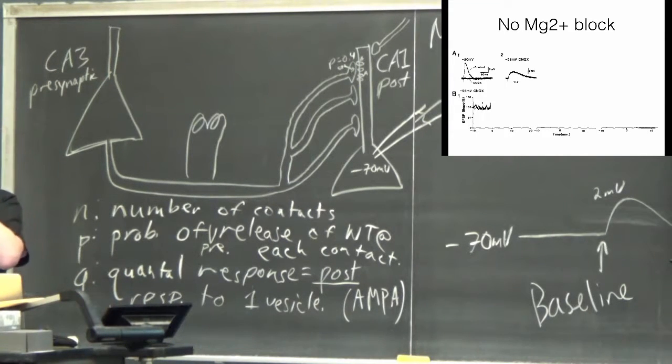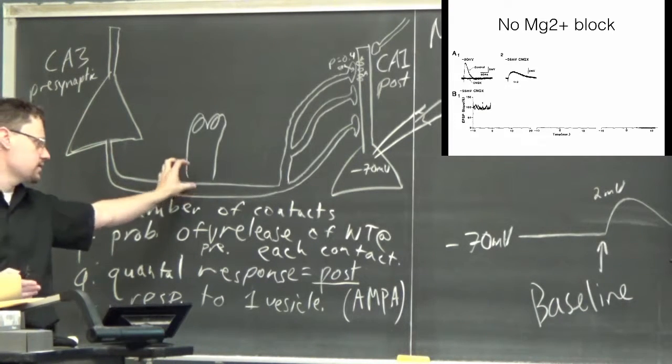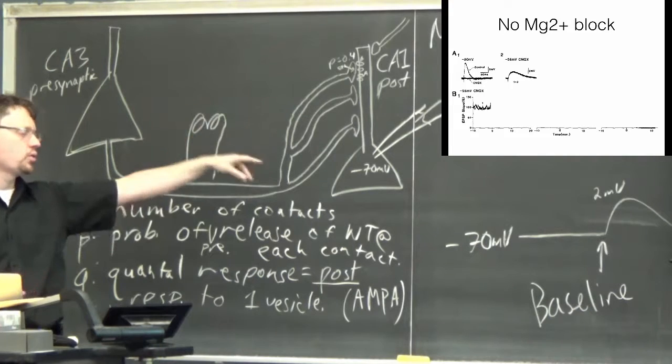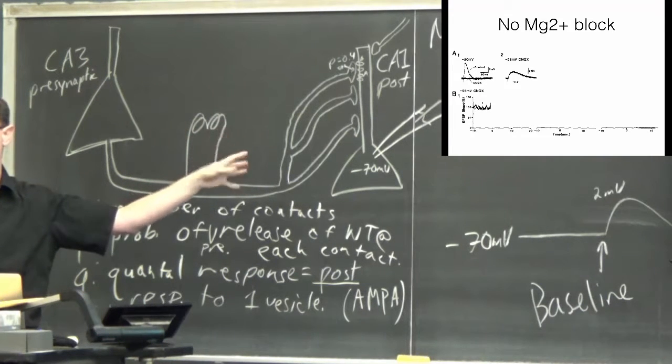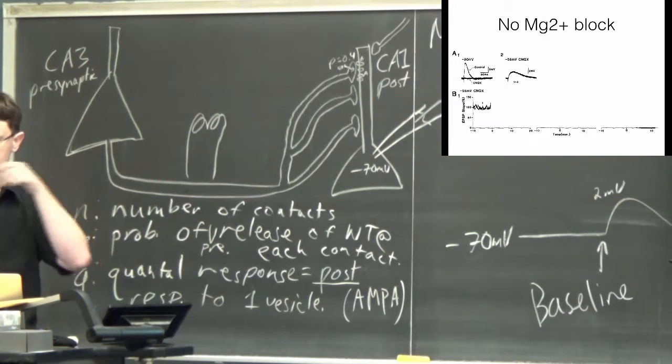So what questions do you have about that? Yeah, sure. What subject are they doing this in? This is all rat hippocampus. So they've isolated sections of the rat hippocampus, and they've got a wire next to the CA3 axons, and they're recording from some CA1 neurons and the responses there.